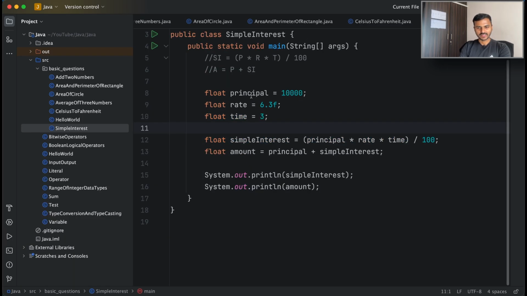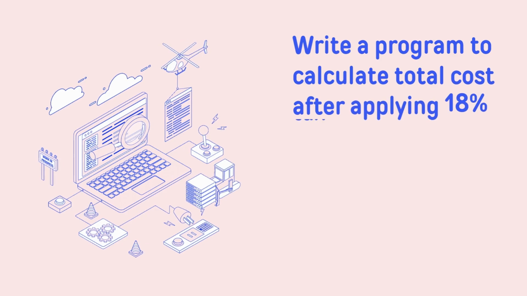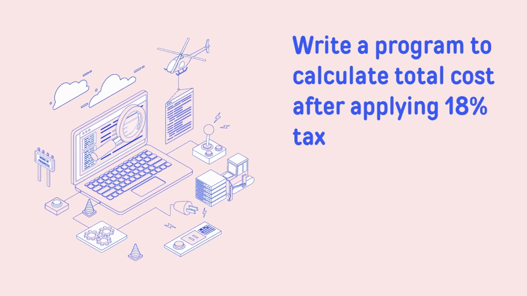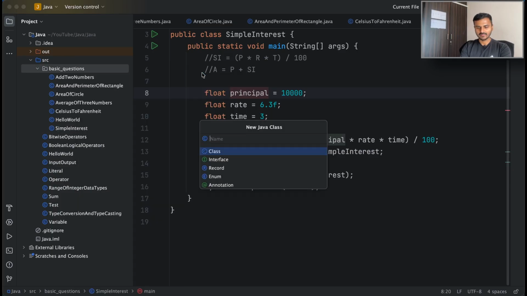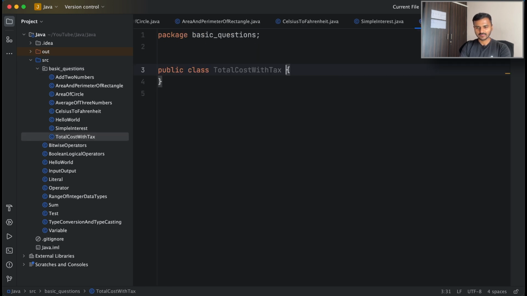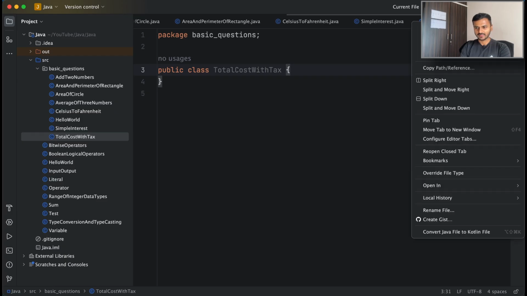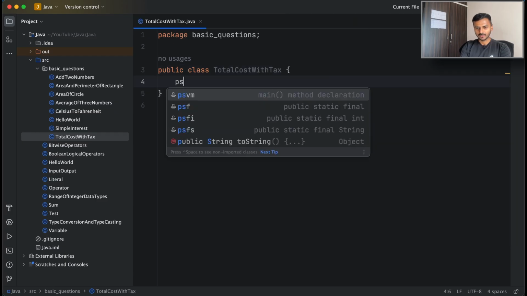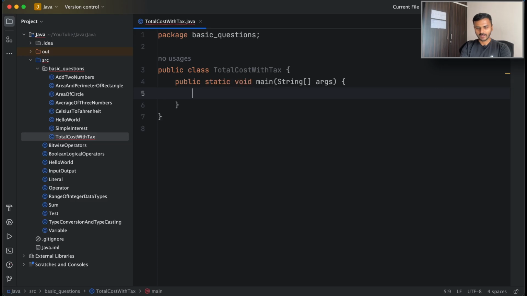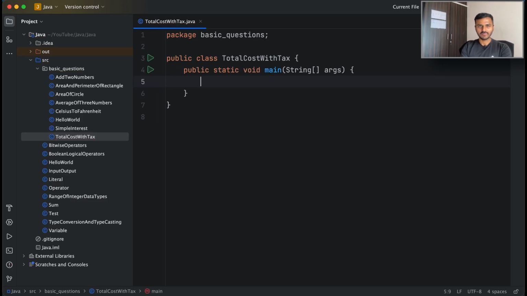Now let's move on to the next question, where we will calculate total cost after applying 18% tax. For that, let's create another class. Let's name this class TotalCostWithTax. And let me close all of the other tabs that I have to the left. So PSVM, which is public static void main. And what we need to do is find the total cost. So total cost is the price plus 18% of the price.